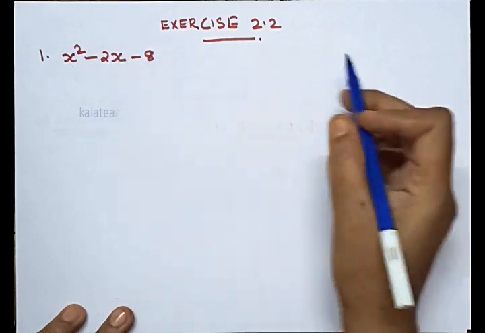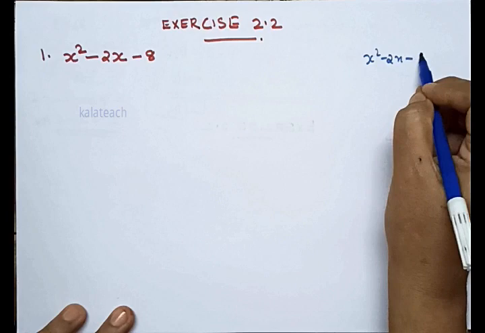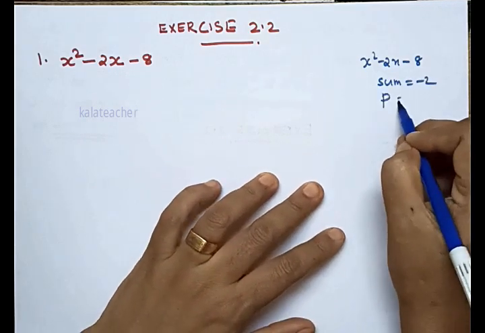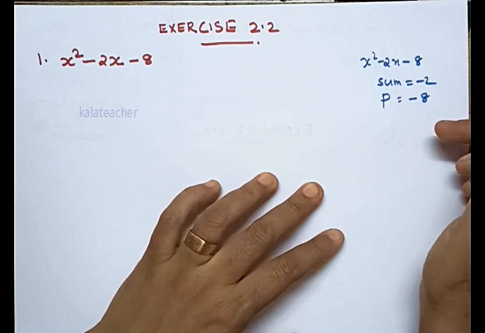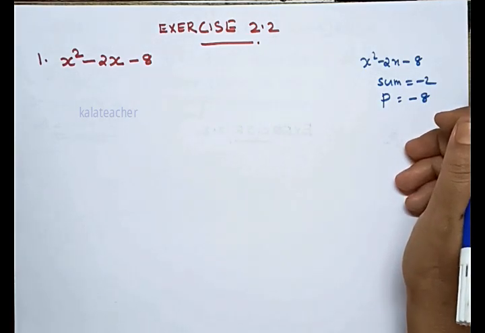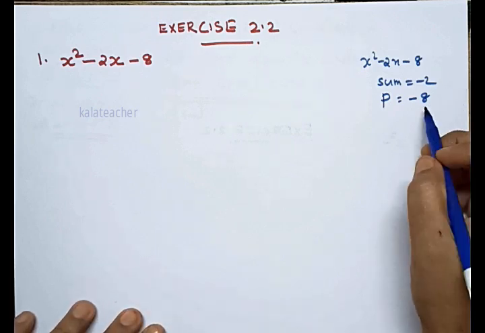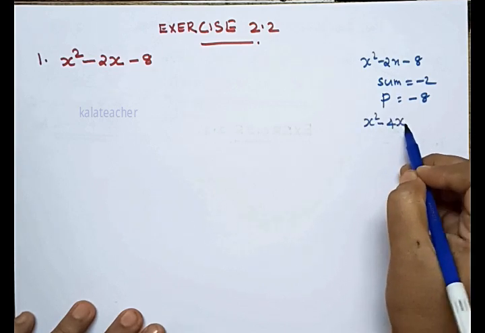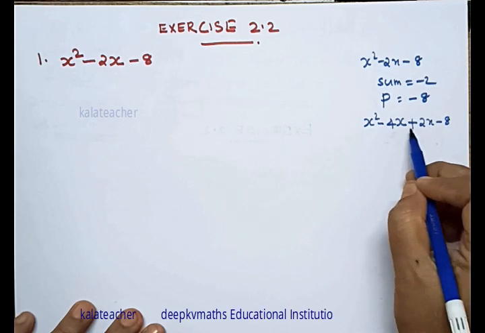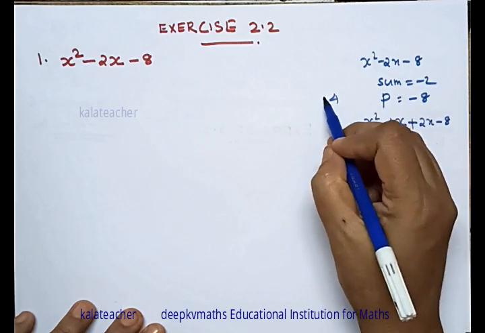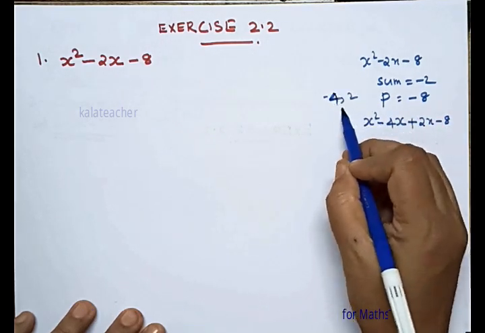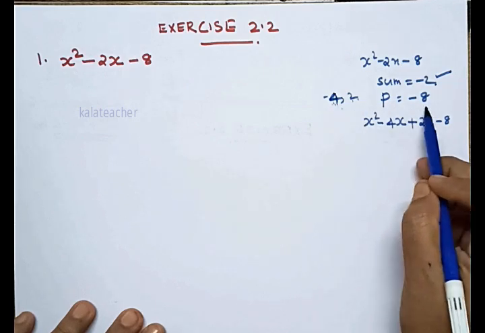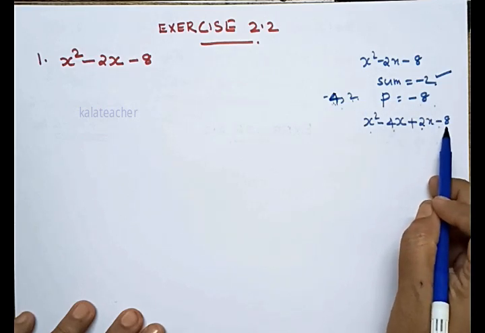Now, splitting the middle term of x square minus 2x minus 8. The sum is minus 2 and the product is minus 8. We need to find two numbers whose sum is minus 2 and product is minus 8. 4 into 2 is 8, right? So x square minus 4x plus 2x minus 8. Adding, minus 4 and 2 gives minus 2. The product, minus 4 into 2, is minus 8.